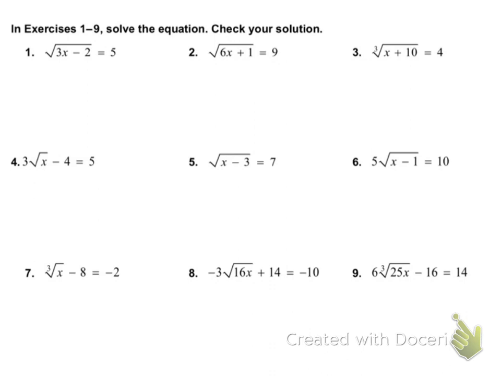Since number one is a square root, we would square both sides, okay? We will square both sides. Squaring both sides gets rid of the radical, and that leaves me with 3x minus 2 equals 25. From there, I will add 2. That gives me 3x equals 27.